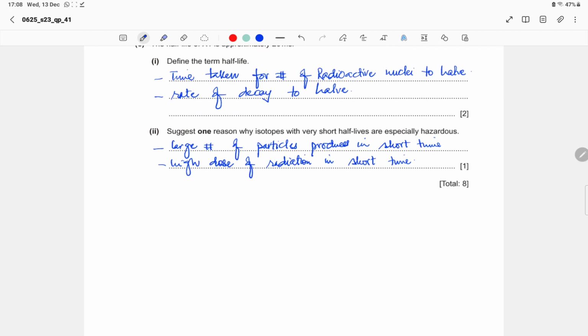So next question is define half-life. It is basically the time taken for number of radioactive nuclei to be half, or you can say that the rate of decay of the radioactive element to become half. So that's one reason why isotopes with very short lives are especially hazardous, because they have large number of particles produced in short time, or high dose of radiation in very short interval of time.